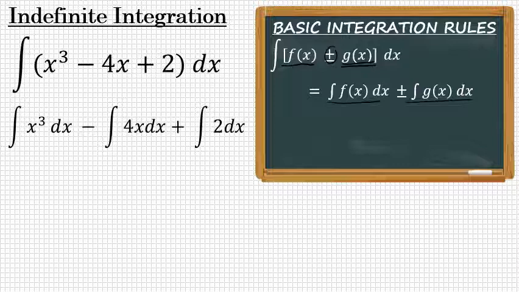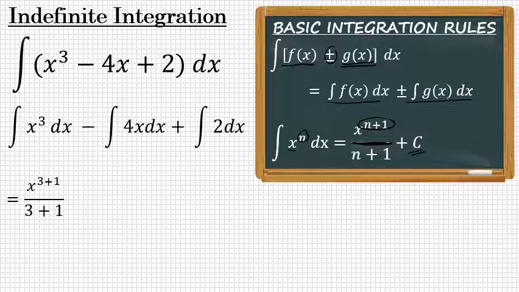For each of these terms, I'm going to use the second basic integration rule, the power rule for integration. This says if you have a variable to a power, that integral comes from raising the power by 1 and dividing by that number. Certainly going to include a term of plus c, because this is indefinite integration. The integral of the first term, x to the third dx, is going to involve taking the power, increasing it by 1, and dividing by that number.